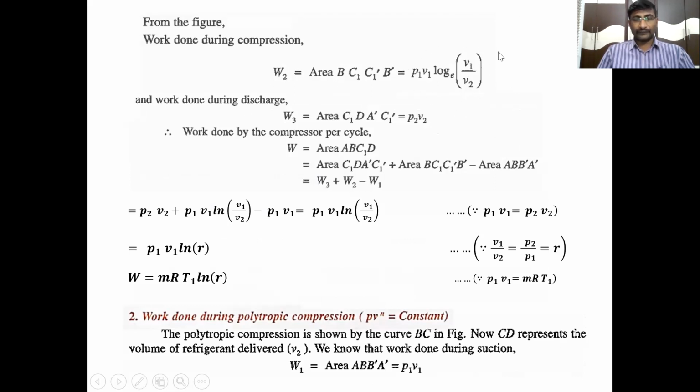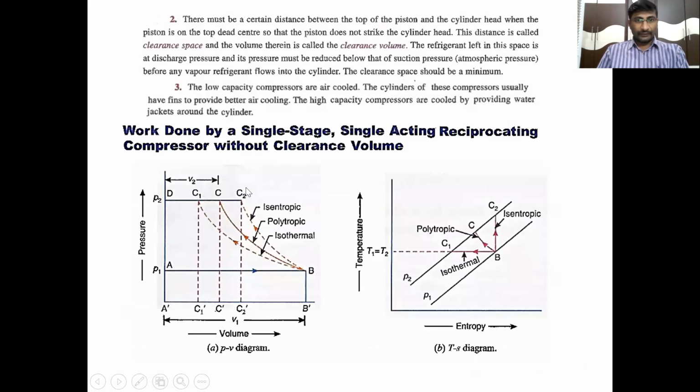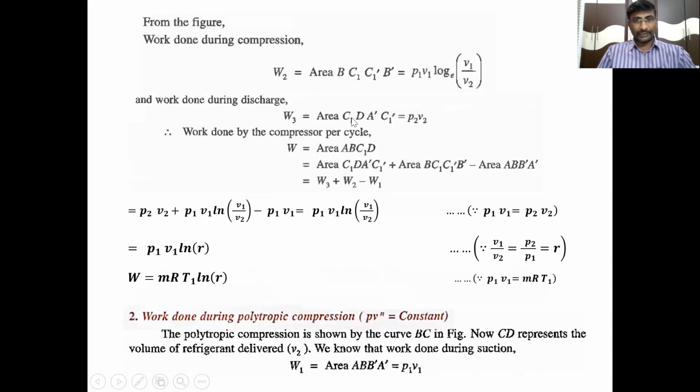The work required for isothermal compression. Clear? Log of base e it is. Work done during the discharge, W3, during discharge means C1 to D. The area under this line is P2 is the pressure and V2 is the volume. So P2 into V2 is the total work done during the delivery stroke C1 to D. That is the W3, P2 V2.